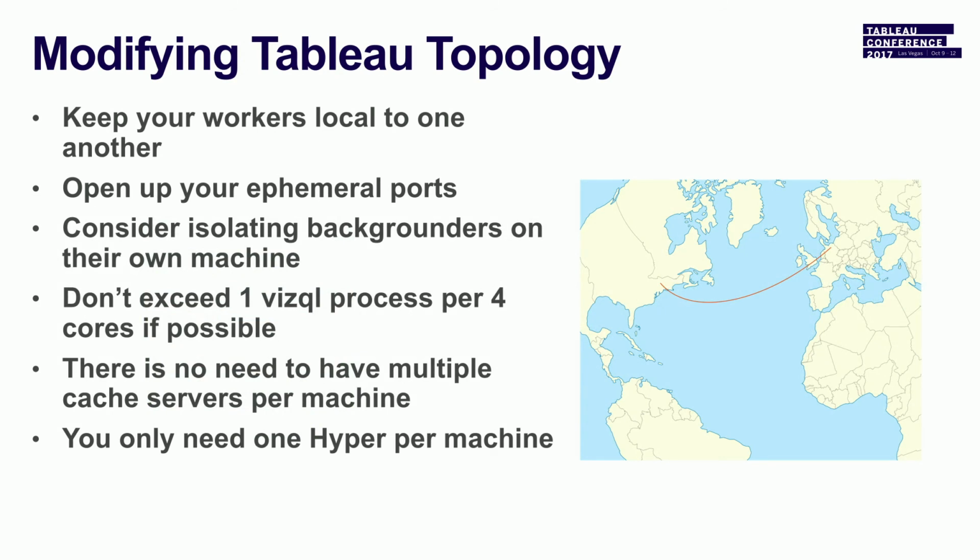Okay, so let's move on to modifying Tableau topology. This loosely covers where your machines are and where processes are. The first and very important thing is to keep your workers local to one another. Keep them close, because we're sending information between them. You have your file store that has your extracts or your Hyper files. And I actually want to reference this map I have in the corner.